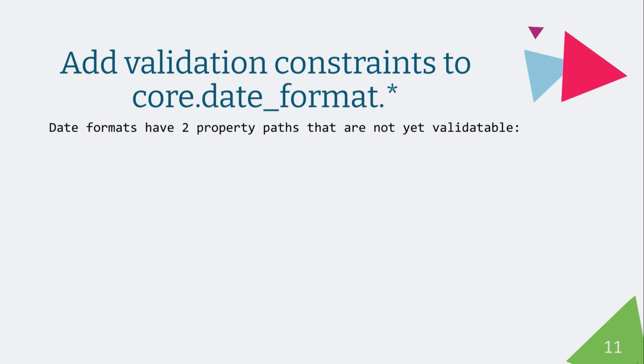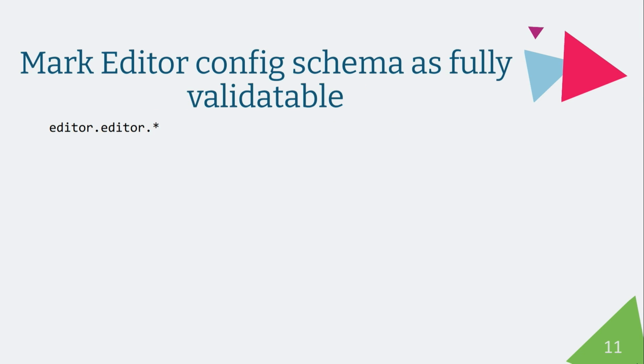There's validation constraints to core date formats. There's now validation constraints to editor, which, when you think about the fact that Wim Leers, who has been working on a lot of the configuration validation stuff, is also the maintainer of editor, it's actually kind of weird that it only is showing up now, but yeah, it ended up being a bit more complicated than expected.